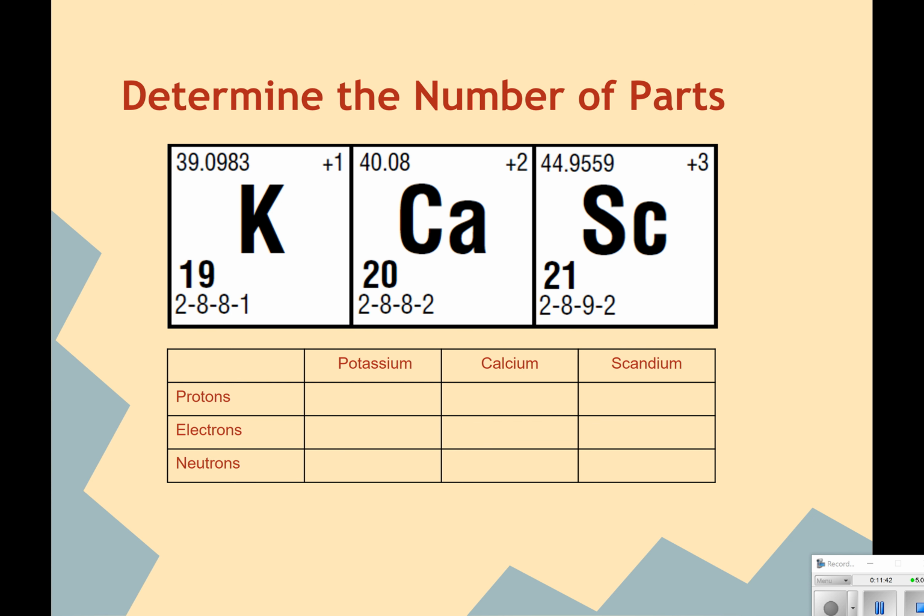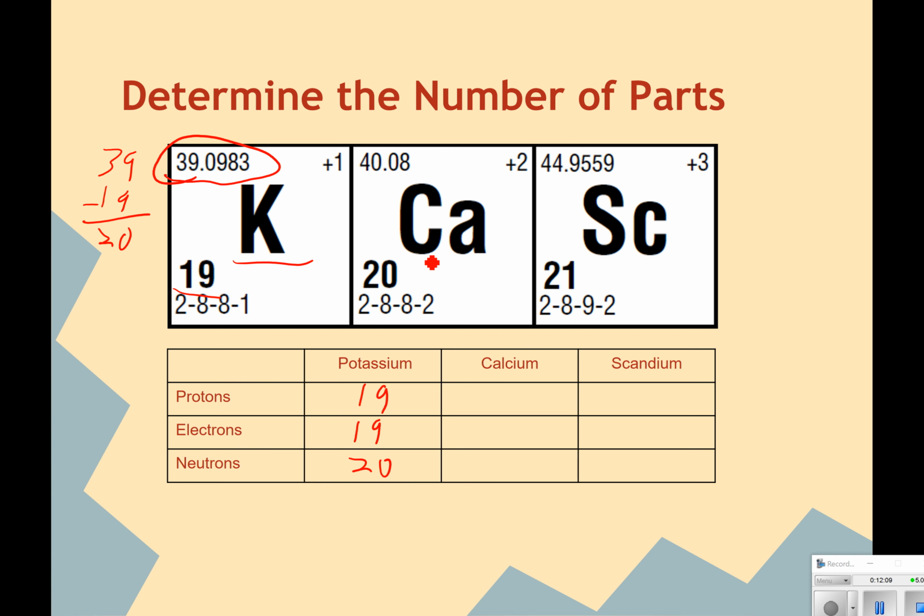So we'll determine each of the parts for each of these elements. First one here, we have potassium. We have 19 protons, which means we have 19 electrons. We're going to round our atomic mass to the nearest whole number, which would be 39. Subtract the atomic number, and we get 20. So we'd have 20 neutrons. Again, those numbers do not have to match.